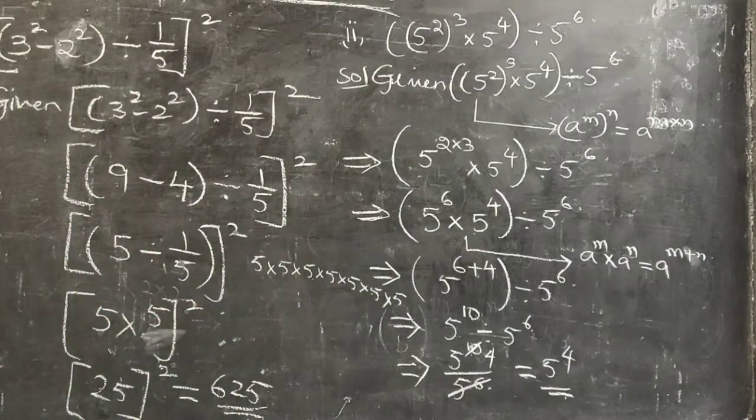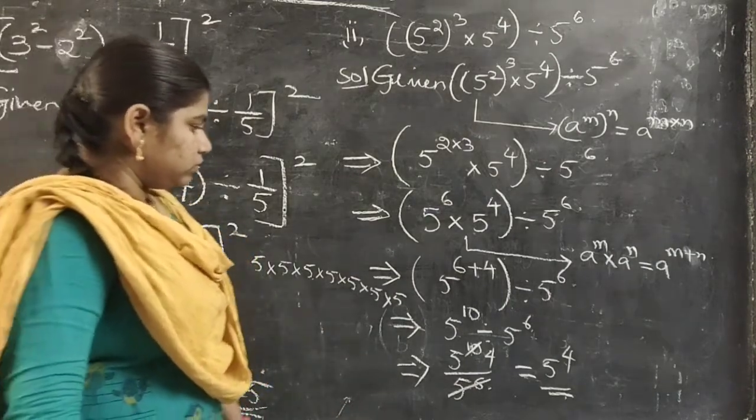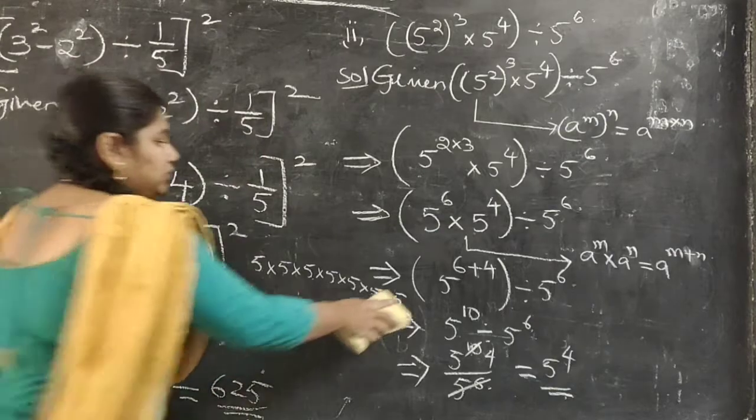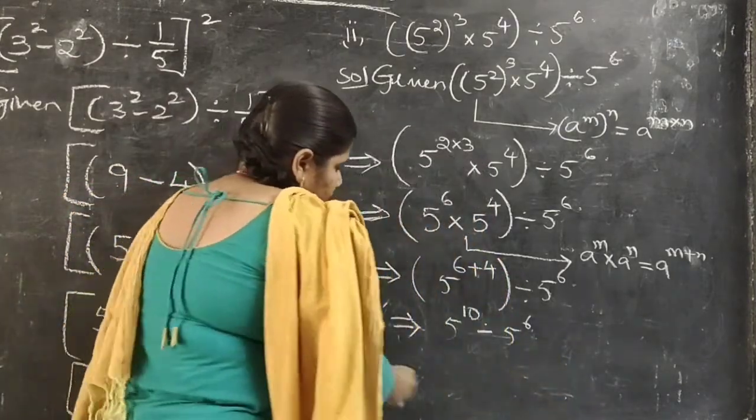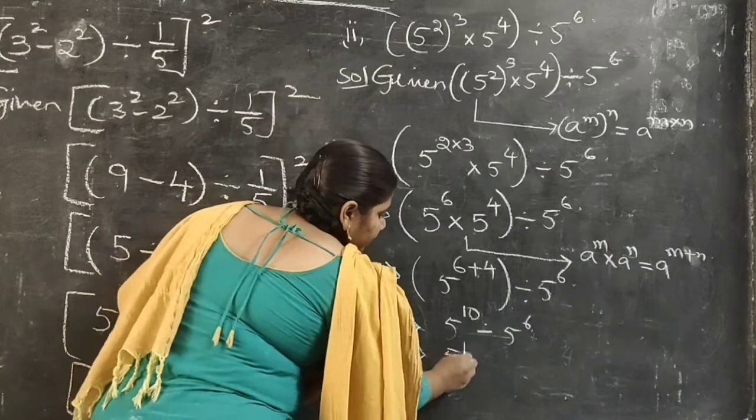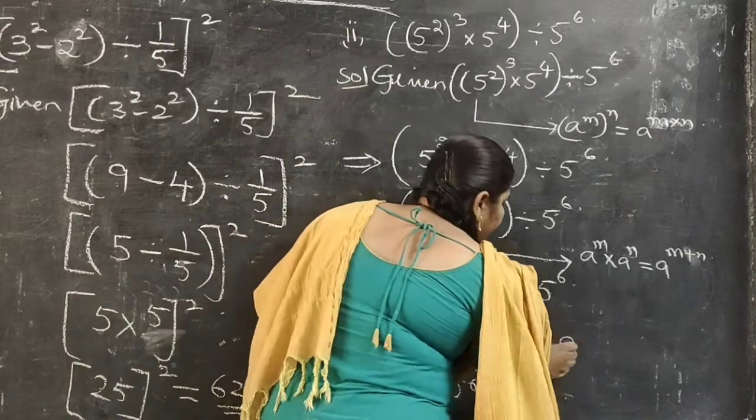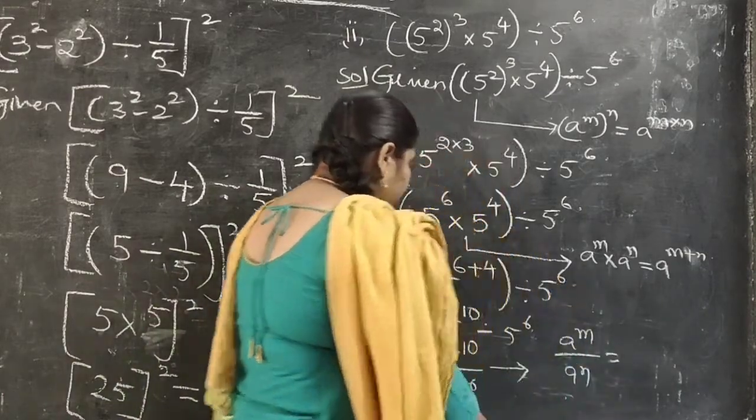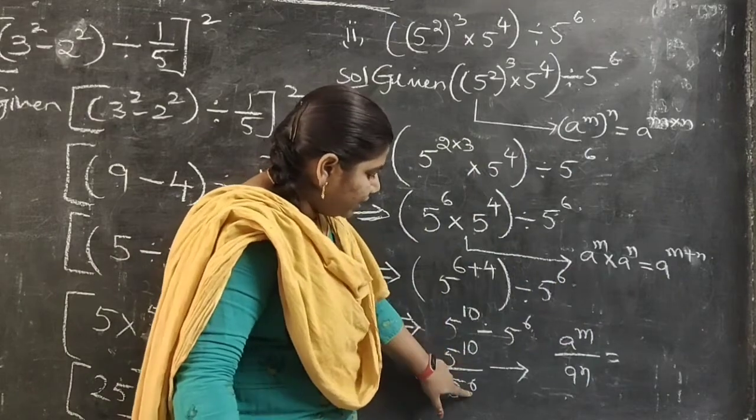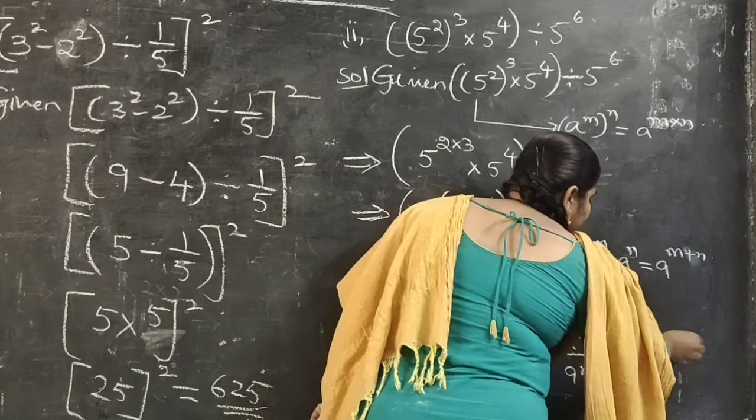a to the power m by a to the power n is a to the power m minus n. So we can write this as 5 power 10 by 5 power 6. So this is in the form of a power m by a power n, that we can write in the form of a power m minus n. Here m value is greater than n value. So what is the condition? a power m minus n.